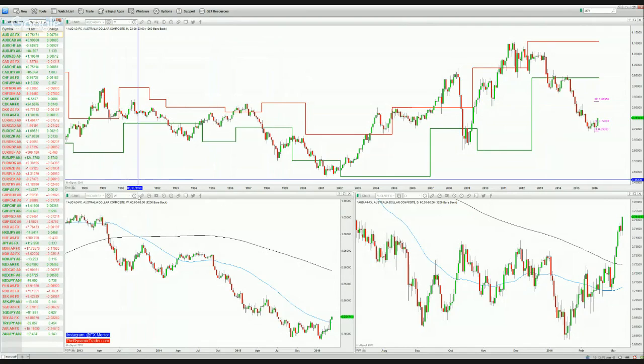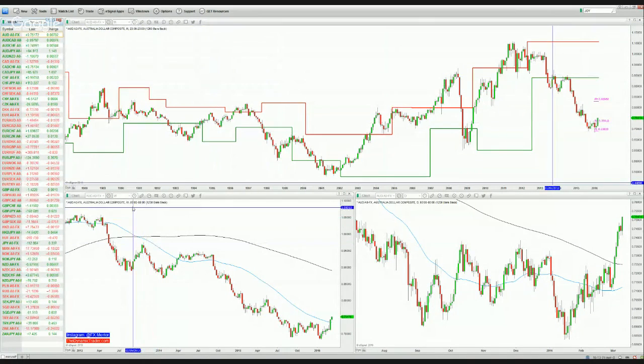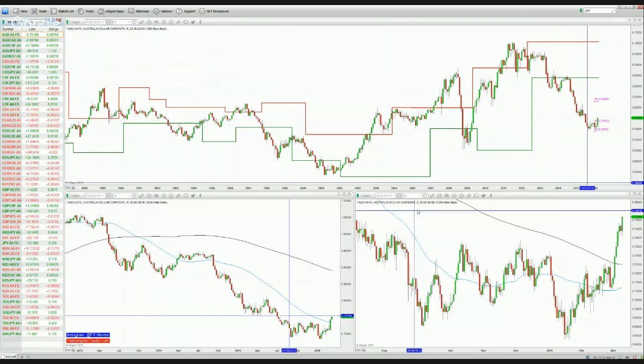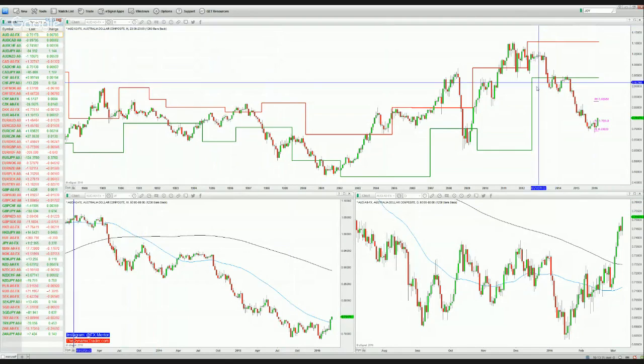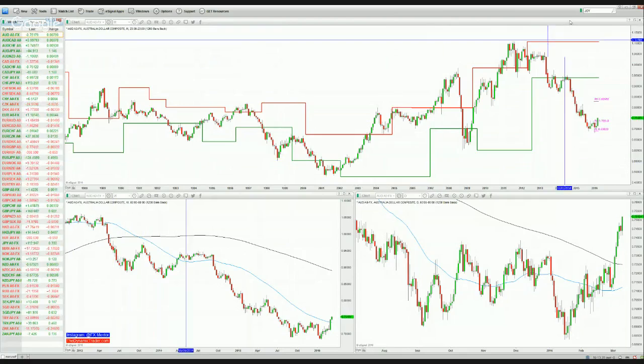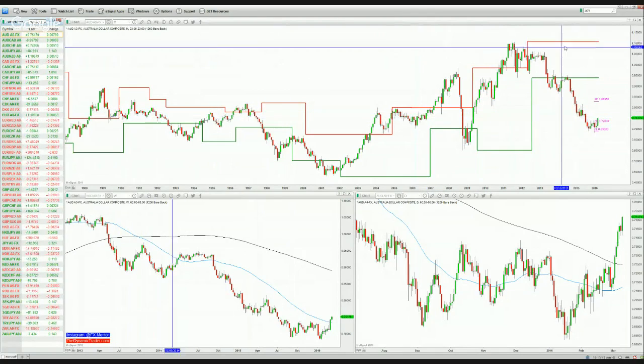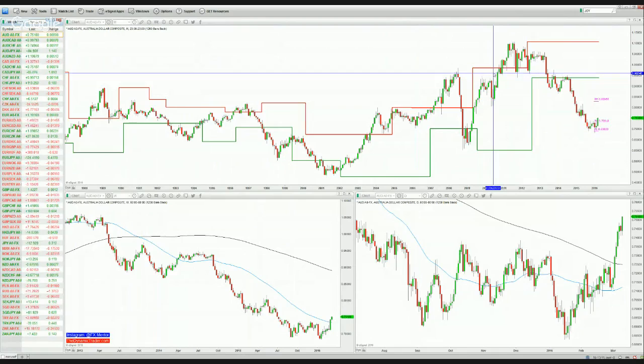Now, also what you'll notice, I look at the bigger picture. Top chart is the monthly, bottom left is the weekly, bottom right is the daily. The monthly has the major levels of support and resistance. This is a proprietary tool that we have that automatically highlights the levels of support and resistance based on an algorithm on major pivot levels.